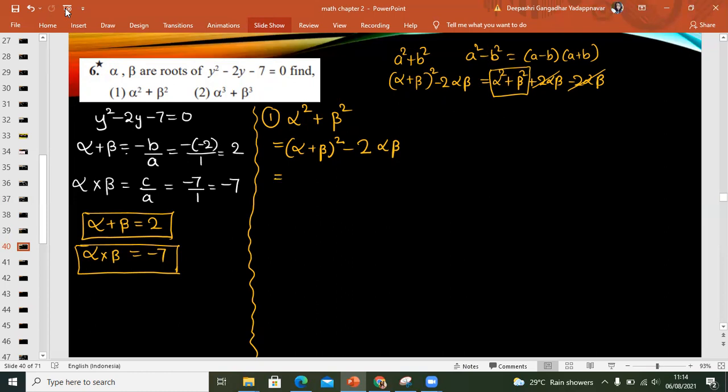Next, alpha plus beta value we know already, it is 2, and we have to find square of this. Minus 2 times alpha multiply beta, we already have negative 7 as the answer here. 2 square is 4, negative times negative positive, 7 times 2 is 14. So answer is 18. So we have got answer for our first question.